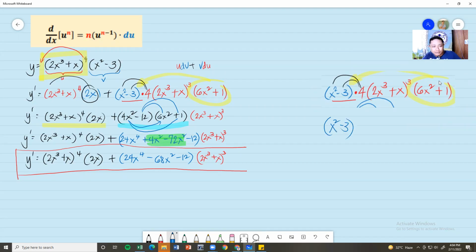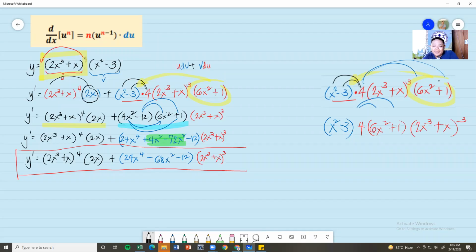Ayaw pakialaman yung x squared minus 3 muna. Kasi mas gusto kong mamultiply si 4 doon. Which is also a valid claim. Pwede naman. Walang problema. O di multiply natin doon. So, pagbigyan natin. 4 times. I-rewrite ko muna para di siya nakakalito. 6x squared plus 1. Can you follow? Times 2x cubed plus x cubed. Nire-position ko lang sila para mas malinaw siyang tingnan.